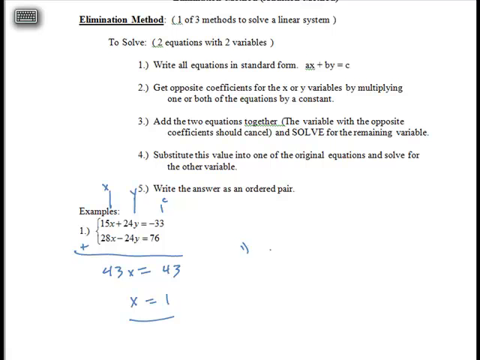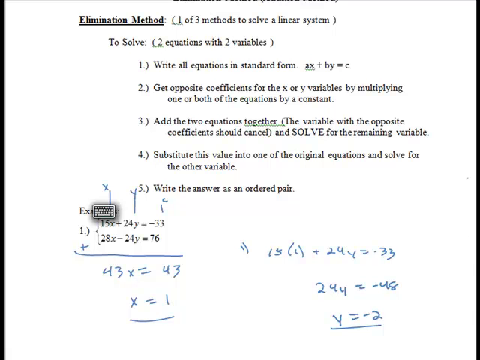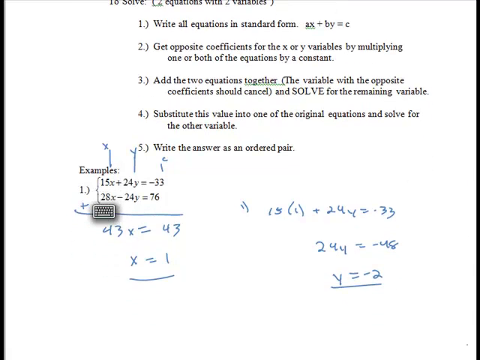If I plug it back into the first, 15 times 1 plus 24y is equal to negative 33. Allow me to solve for y. Y works out to be negative 2. So we found x, we found y, and still keeping in mind what these values actually are. It's a point on the graph. If we were to graph those two equations, those two lines would intersect at the point (1, -2).